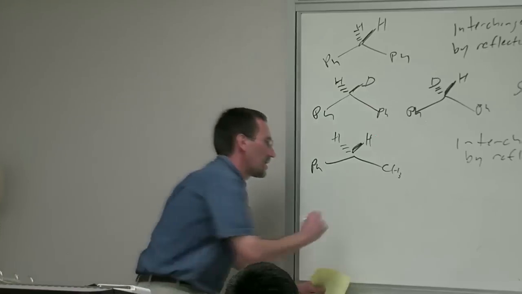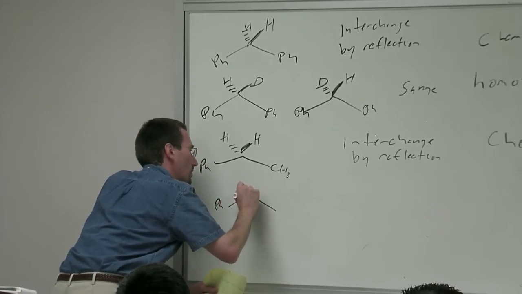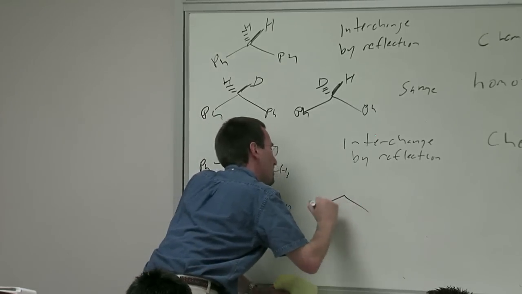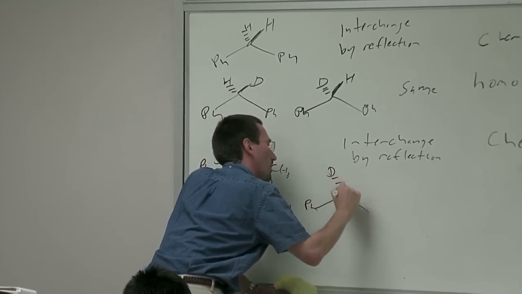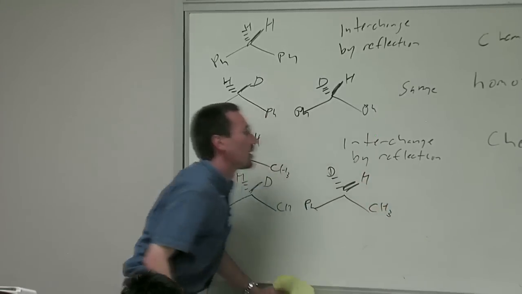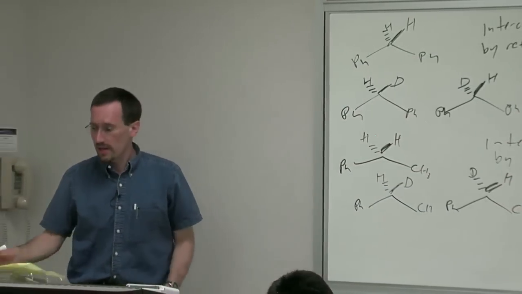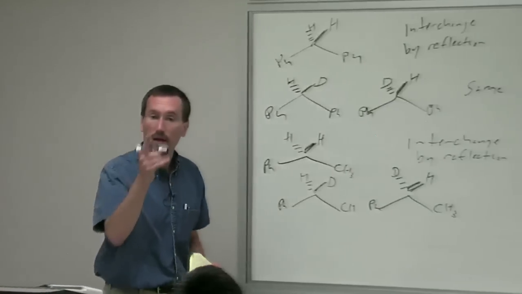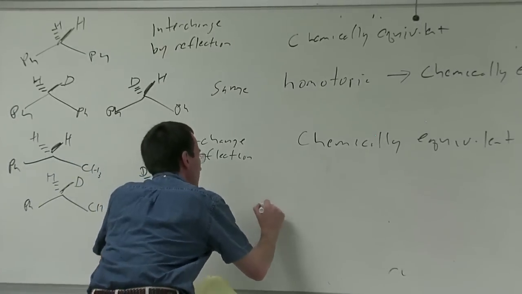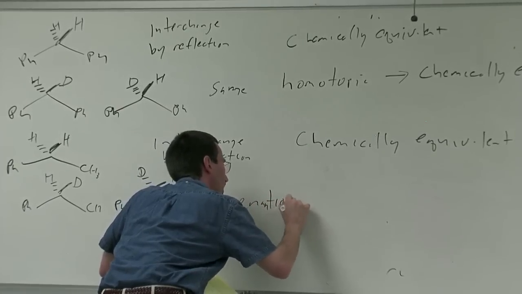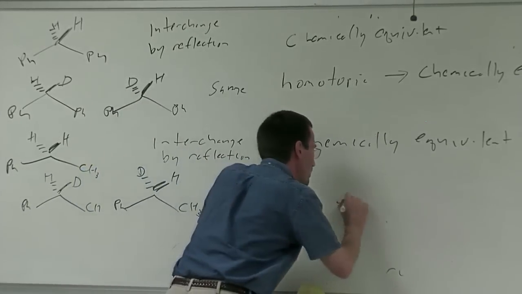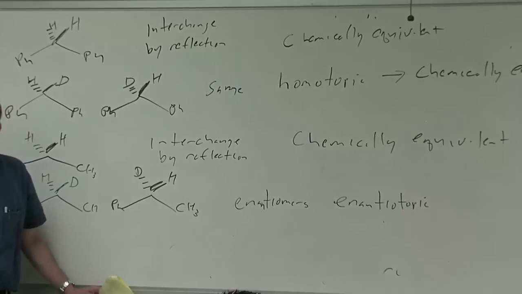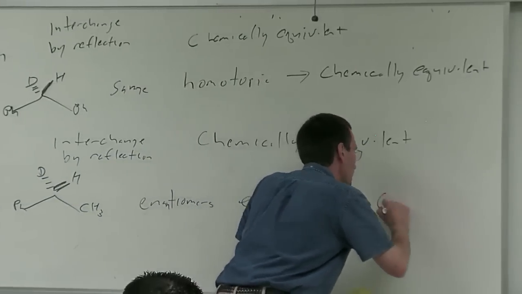All right, let's try our little Gedanken experiment here. We replace one proton by deuterium, and we replace the other proton by deuterium. And now, these two molecules, are they the same? No, what are they? Enantiomers. So now they are enantiomers, which means topologically the protons are enantiotopic. And enantiotopic protons are also chemically equivalent.